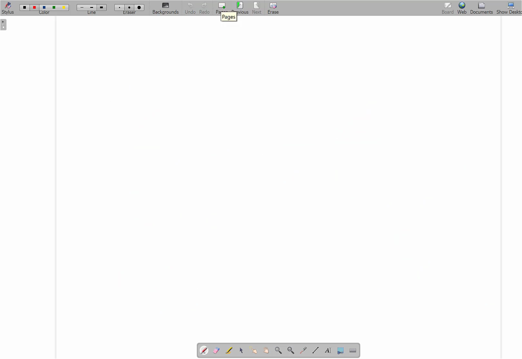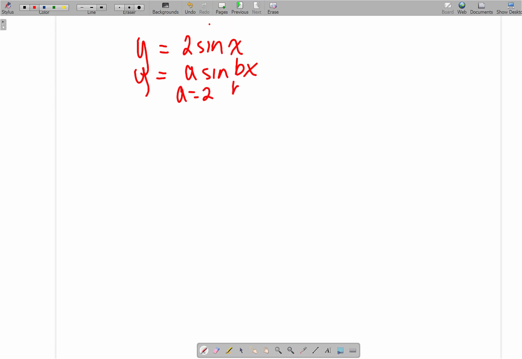Okay, so let's say we have y equals 2 sine of x. Remember, we look at y equals a sine bx. A here equals 2 and b equals 1. You always take b to figure out your period, or how long before it repeats itself. So the period is always equal to 2 pi over b. If we substitute a 1 in for b, we get 2 pi.